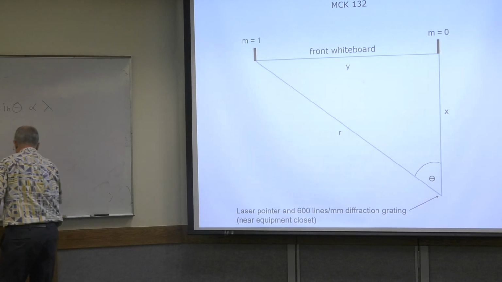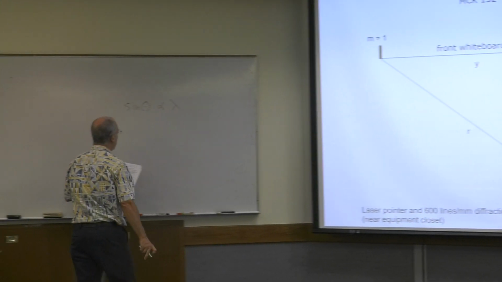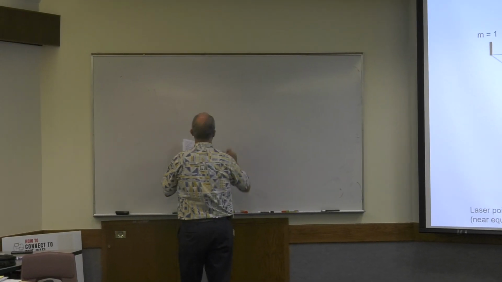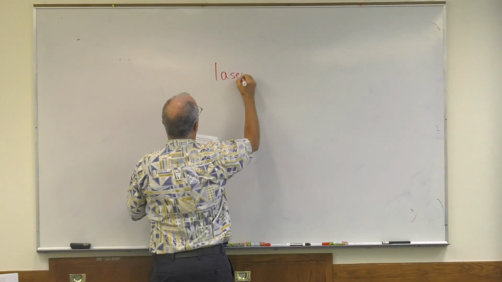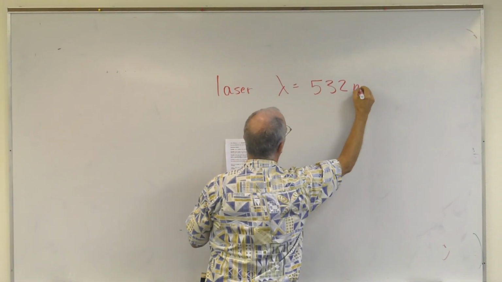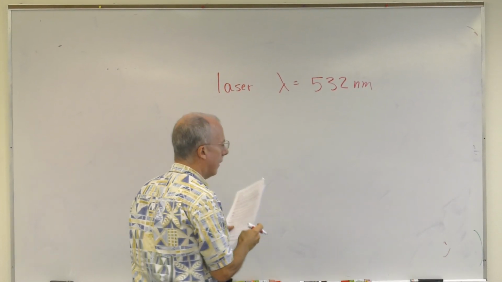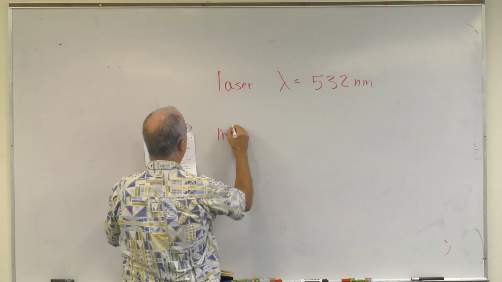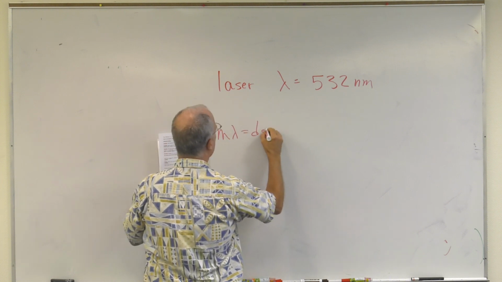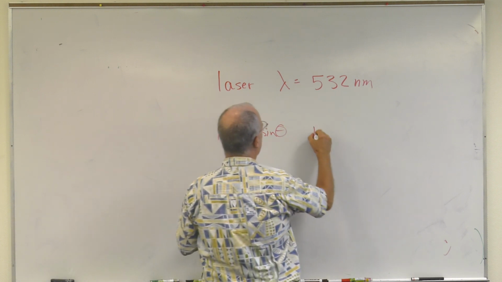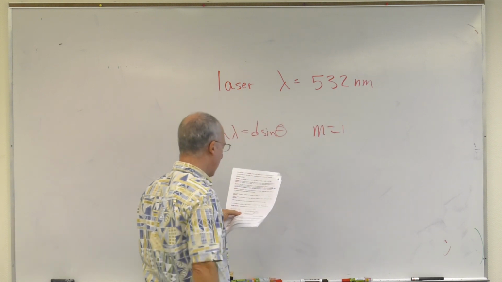Okay, so this is what we do. We use a laser that has a wavelength equal to 532 nanometers. Now, the equation, which I just showed you, is m lambda equals d sine theta, right? For us, we just have m equals 1, which makes it easy.